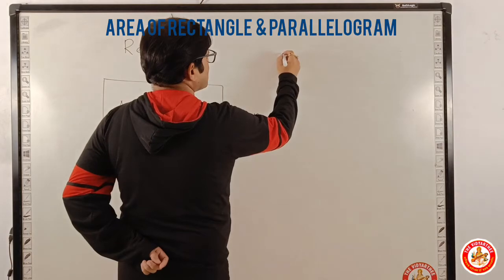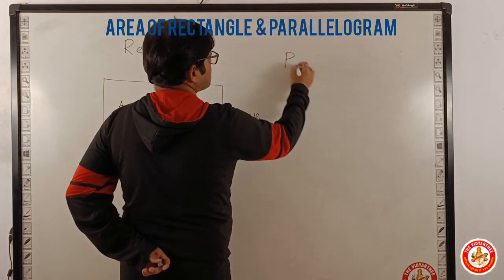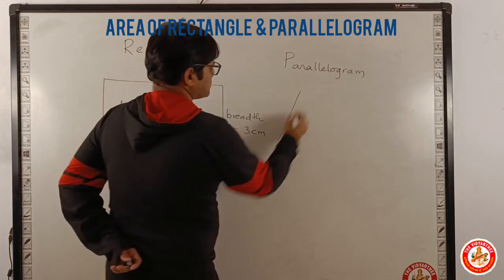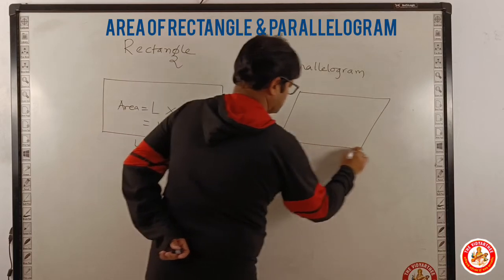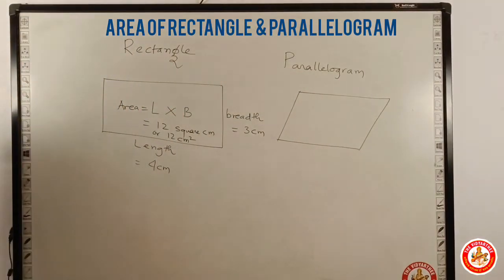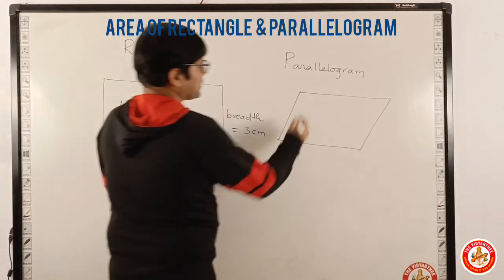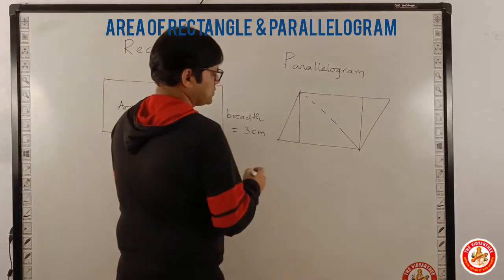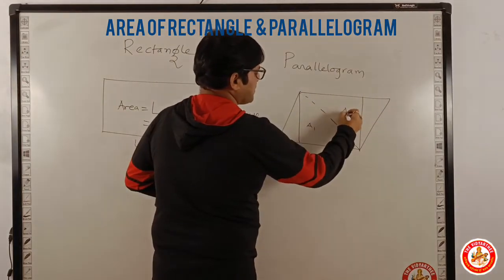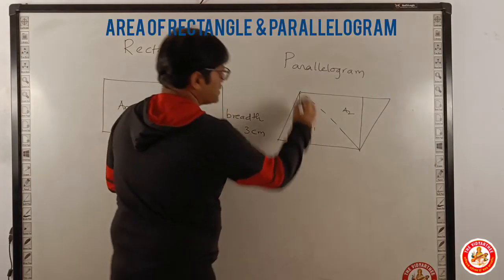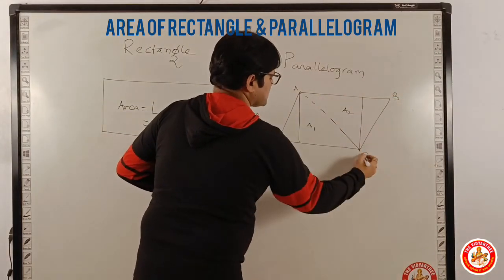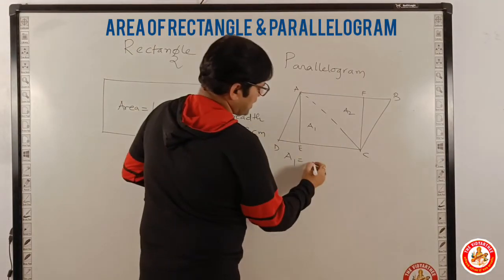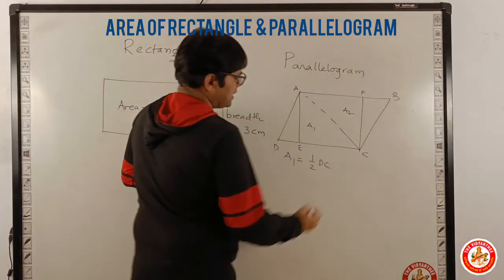If you want to find out the area of a parallelogram, see, if you can divide this into two parts, this altitude and this altitude will be same. So if this is one part of the area and this is the second part of the area, so what is the first part? If you say this is A, B, C, D, this is say E and this is F, then in the first part you have half into base BC into height AE.